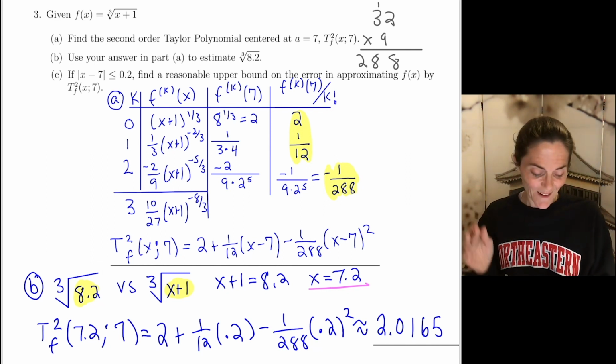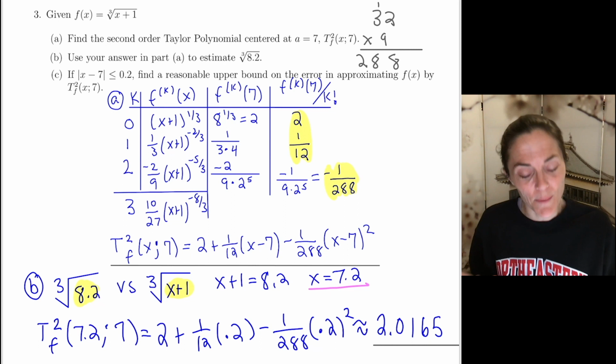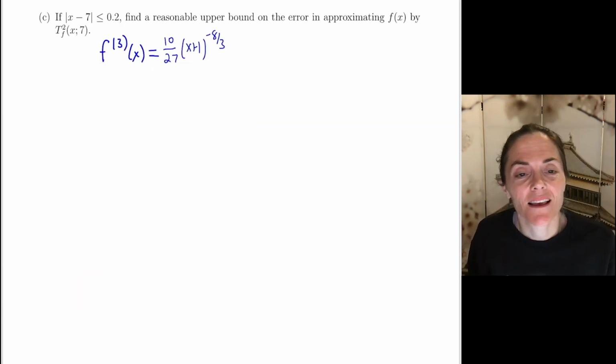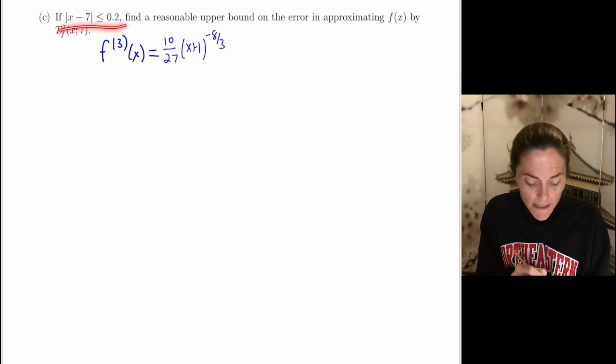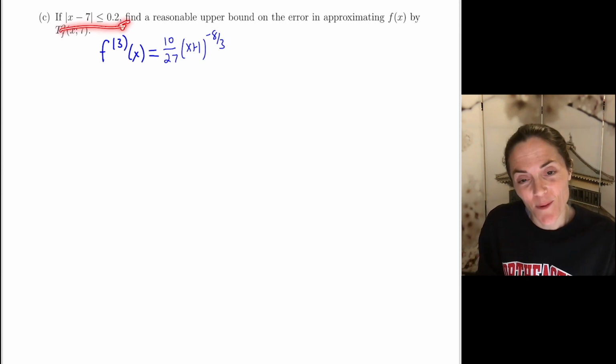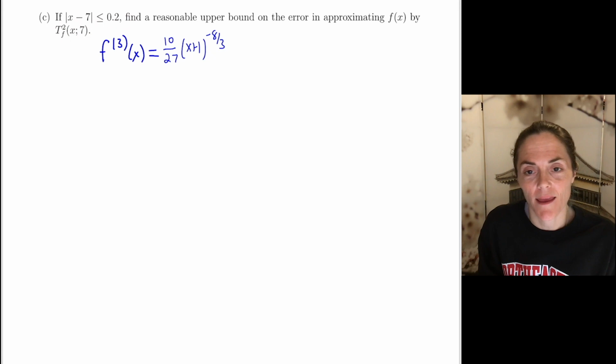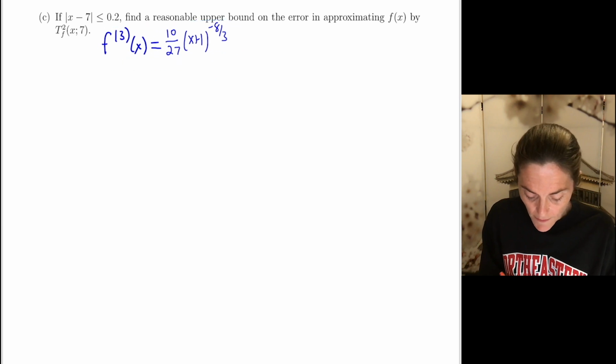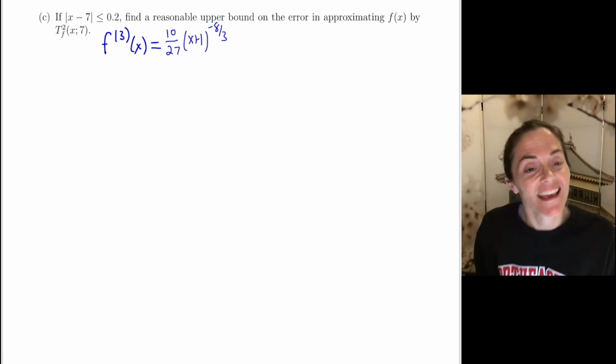Now, here comes the fun. The reasonable upper bound on error is next. This question reads, if the absolute value of x minus 7 is less than or equal to 0.2, find a reasonable upper bound on error in approximating the function by this Taylor polynomial. And I just recopied here the third derivative, which we already calculated.